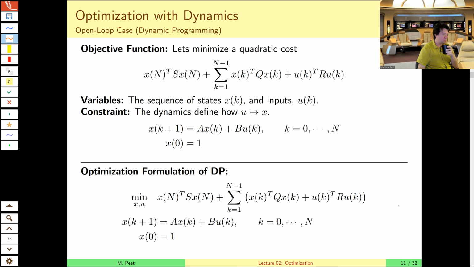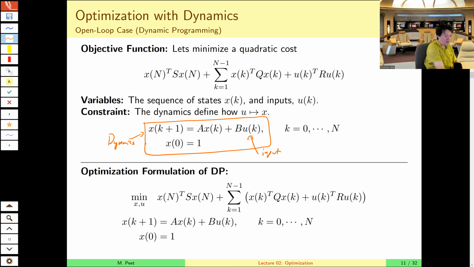So let's think about this problem. Basically, we have a set of dynamics, discrete time dynamics in this case, although it can be continuous time, which govern how our input affects the state. So this is an evolution equation, but it's an equation. We have an initial condition as well. So there's our initial condition.